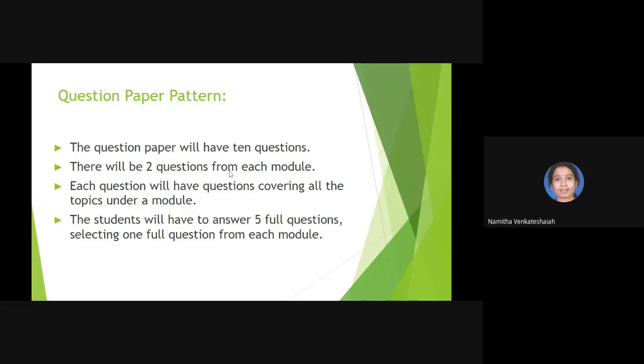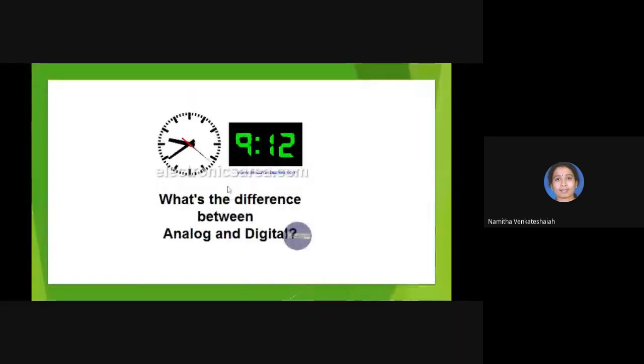Okay. So, the question paper pattern. The question paper will have 10 questions. You would be aware because you wrote the first semester exam already. There will be 2 questions from each module. Each question will have sub-questions covering all the topics under the module. So you have to choose 5 full questions, 1 full question from each module.